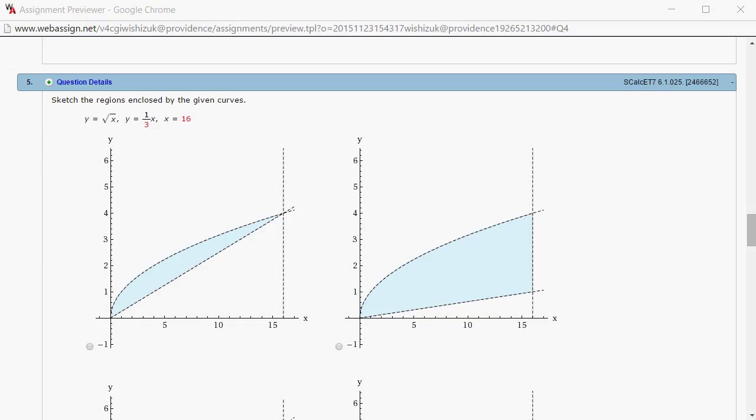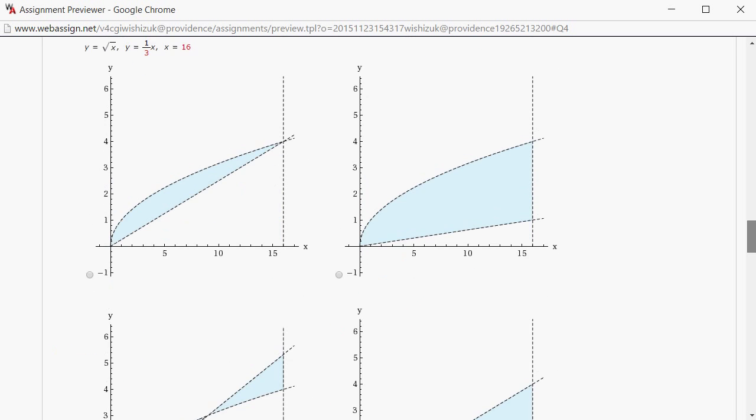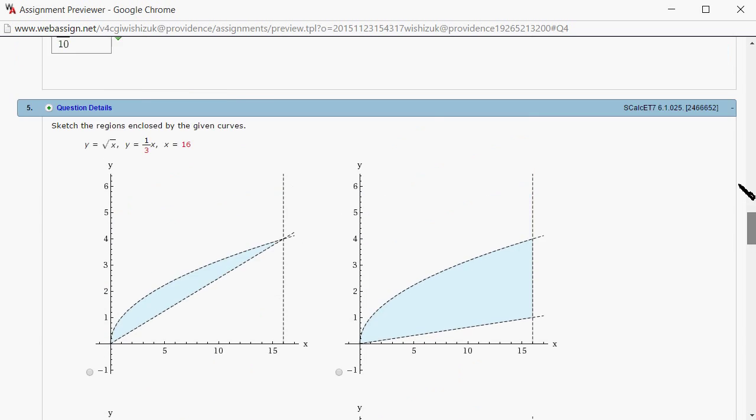Alright, let's look at homework 6.1, problem number 5. Let's sketch the region first. So y equals square root of x, and y equals 1/3 x, so that's going to be a straight line, and x equals 16, so that's a vertical line. All 4 of them have it correctly.